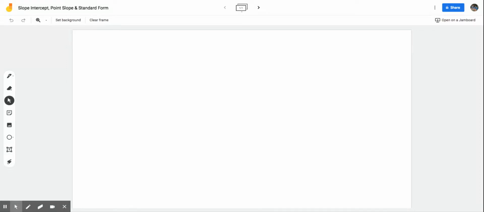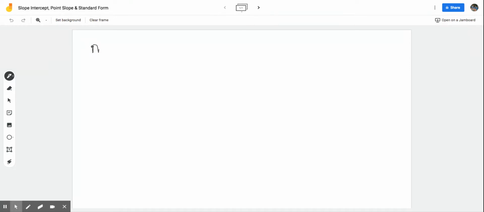Hey guys, this week we're going to still work with the equation of a line with slope-intercept, point-slope, and standard form, but we are going to look at some different types of problems with that. Last week we looked at how we could go from slope-intercept to point-slope and standard form. And this week, we're going to look at what happens whenever I'm given the slope and a point.